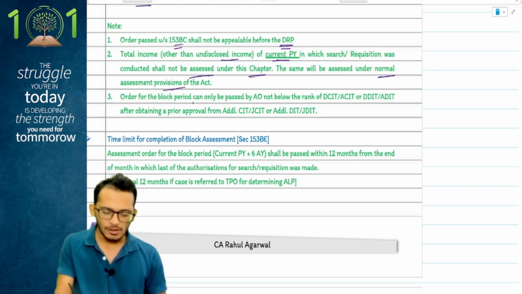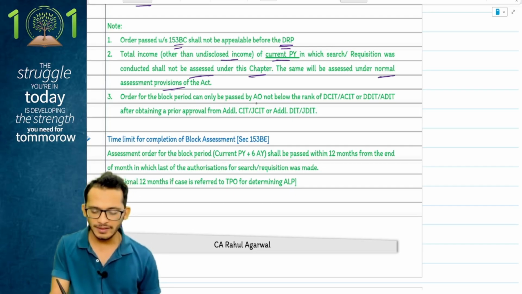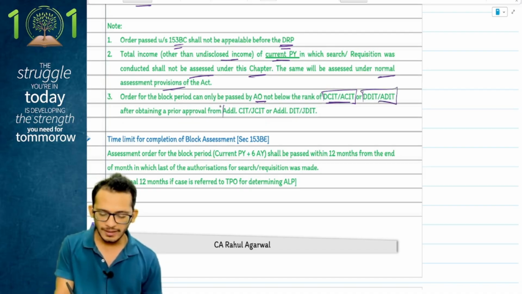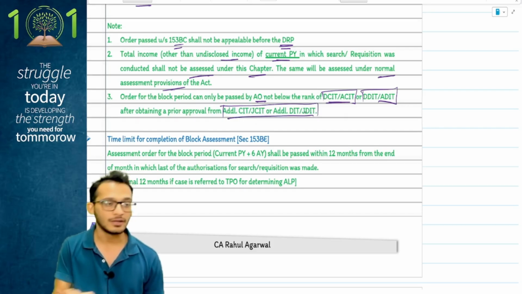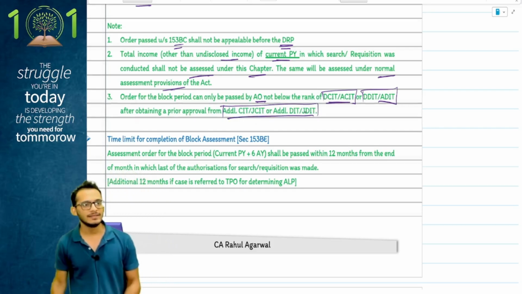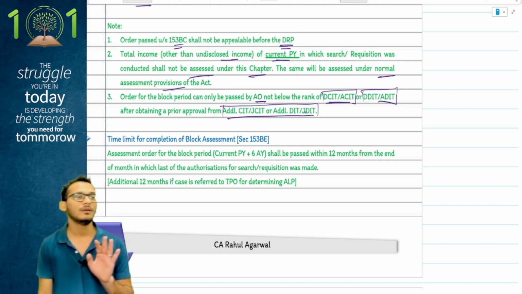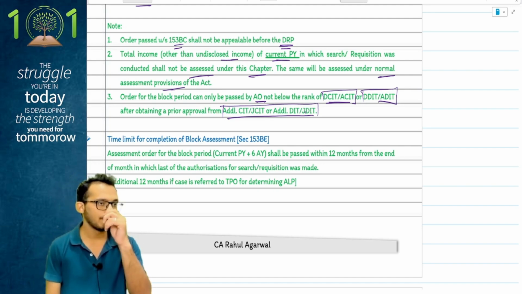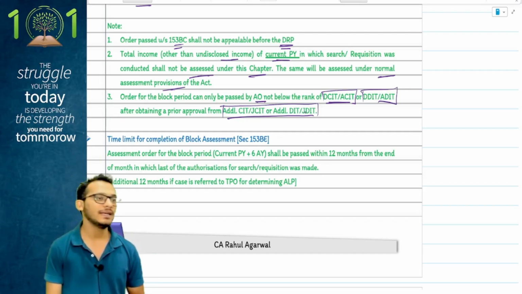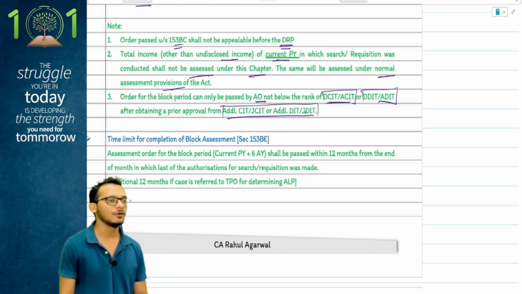Correct. Next. Order for the block can only be passed by the AO not below the rank of DCIT or ACIT or DDIT or ADIT after obtaining a prior approval from JCIT or JDIT. Meaning, inspectors cannot file an assessment. It has to be done by AOs like AC or DC after getting approval from JC.